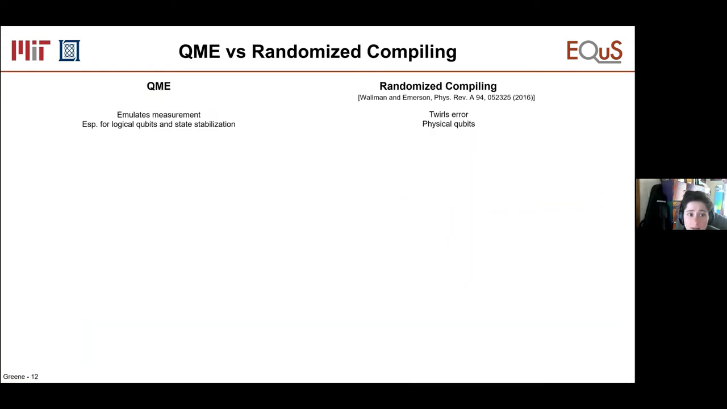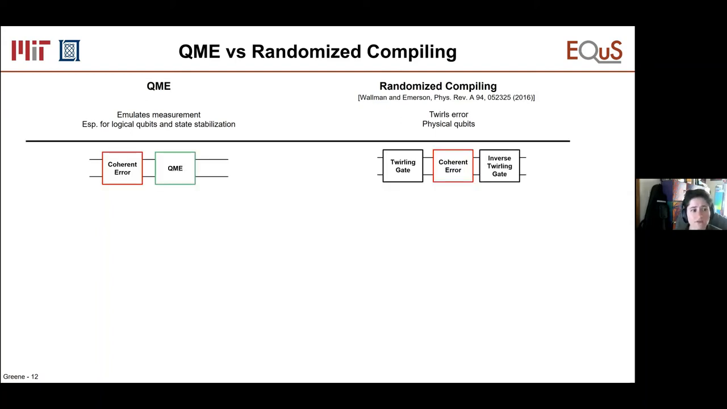So quickly, before concluding, I would just like to compare QME to another error mitigation technique, which uses randomization to address coherent errors, namely randomized compiling. And they're similar, but also different, where QME emulates measurement and is focused on logical qubits and state stabilization. Randomized compiling has the concept of twirling error and is more focused towards physical qubits. So for QME, after each coherent error, the QME operation is inserted. In randomized compiling, a twirling gate is inserted before and an inverse twirling gate after the coherent error.